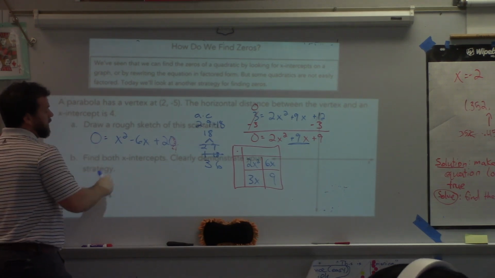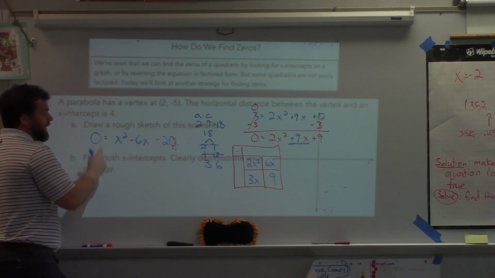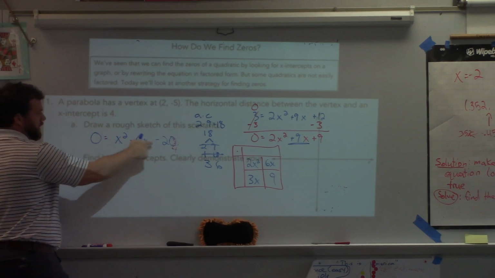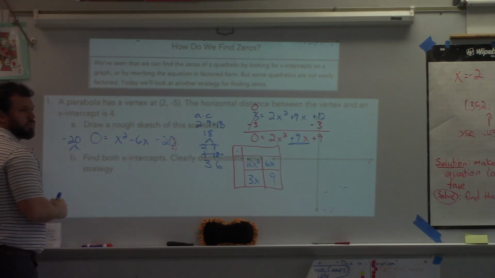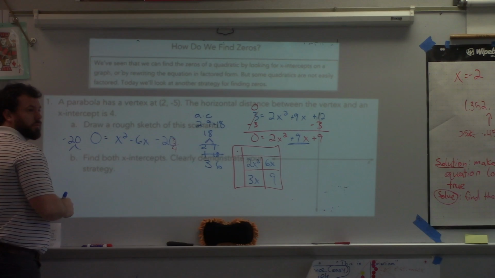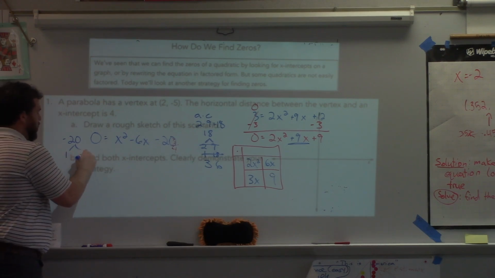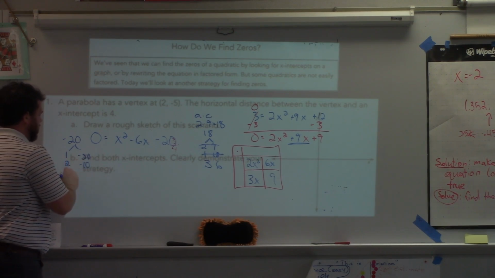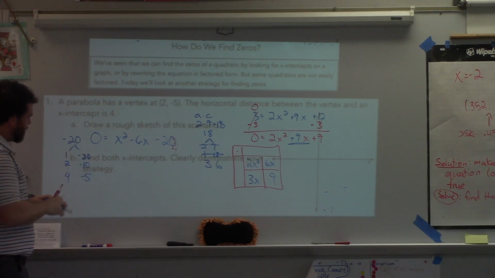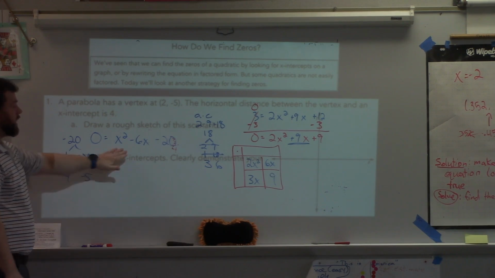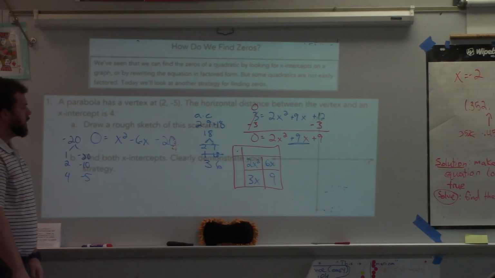In this case, it would be 1 times negative 20. Are there factors of negative 20 that add up to negative 6? So let's start at the basics. So 1 and negative 20, 2 and negative 10, 4 and negative 5. Do any of those add up to negative 6? No. No. So can I even factor this one? Can't do it, okay? Can't factor it.